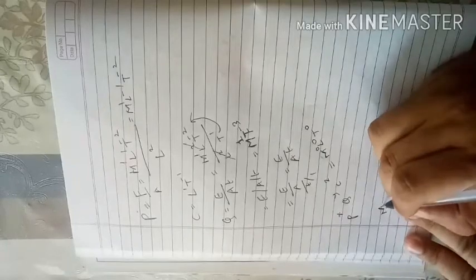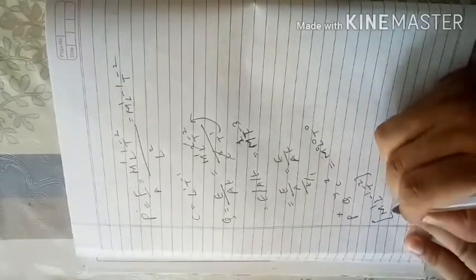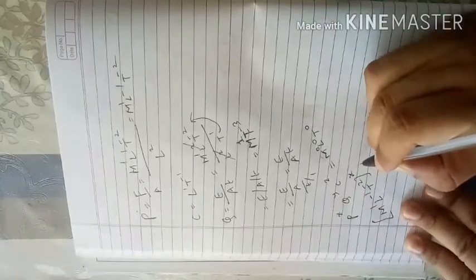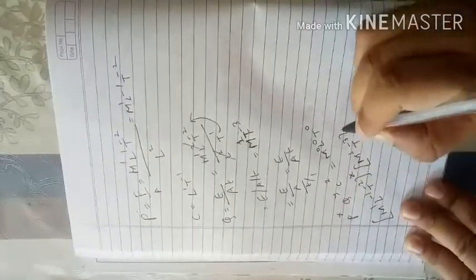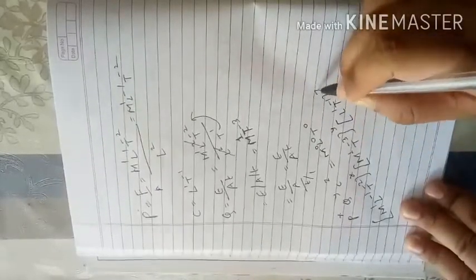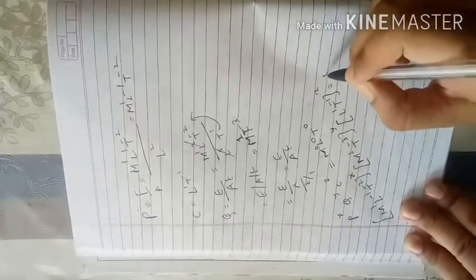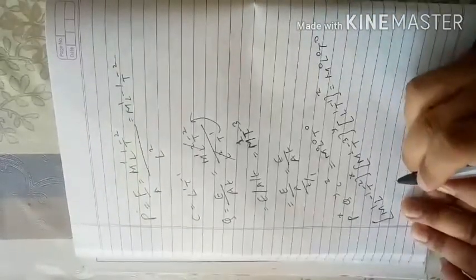So P raised to X, now what's P? P is M raised to 1, L raised to minus 1, T raised to minus 2, so raised to X, and Q is M raised to 1, T raised to minus 3, so this is raised to Y, and C is L raised to 1, T raised to minus 1 raised to Z is equal to M raised to 0, L raised to 0, T raised to 0. Okay, so let us solve this.